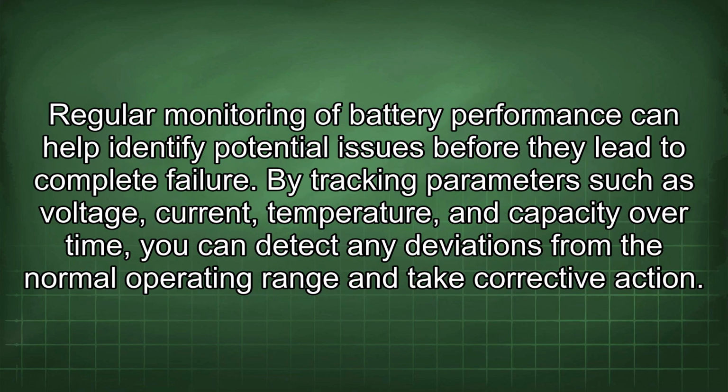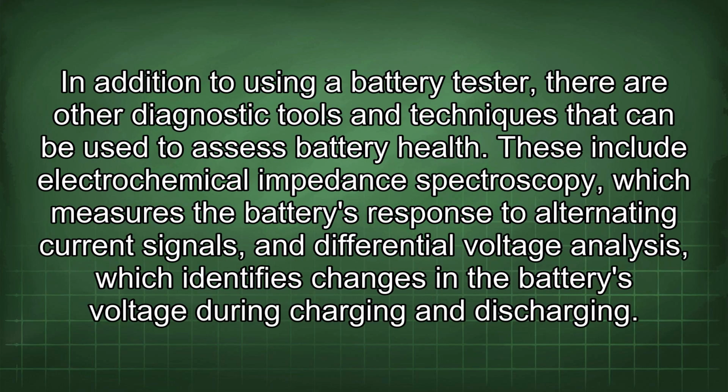Regular monitoring of battery performance can help identify potential issues before they lead to complete failure. By tracking parameters such as voltage, current, temperature, and capacity over time, you can detect any deviations from the normal operating range and take corrective action. In addition to using a battery tester, there are other diagnostic tools and techniques that can be used to assess battery health. These include electrochemical impedance spectroscopy, which measures the battery's response to alternating current signals, and differential voltage analysis, which identifies changes in a battery's voltage during charging and discharging.